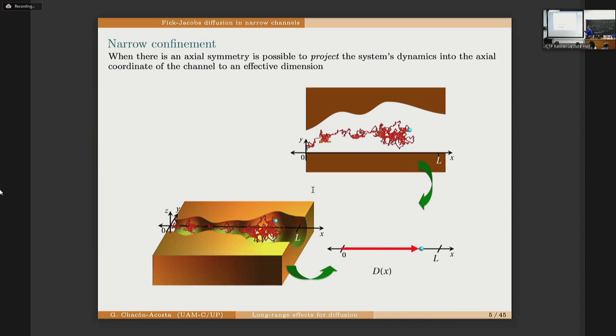What we want to do with this is to project over the transversal variable to have just the effective movement on the longitudinal variable, that is, along the channels, for instance. It could be in two or three dimensional cases.